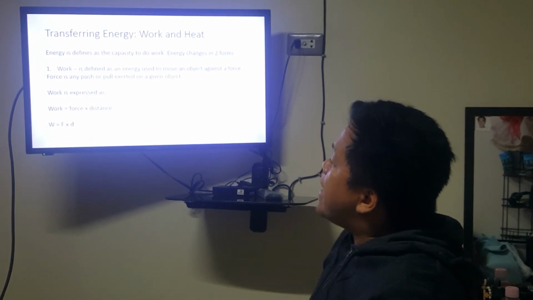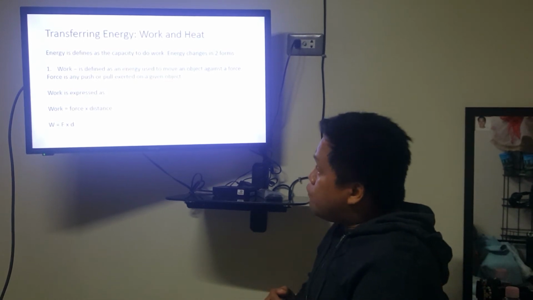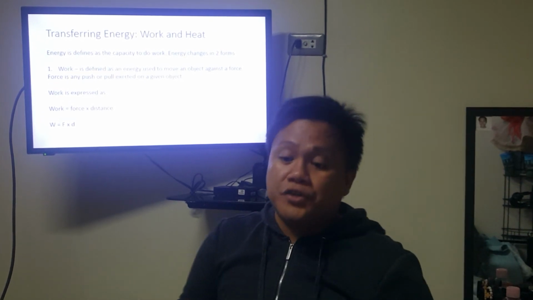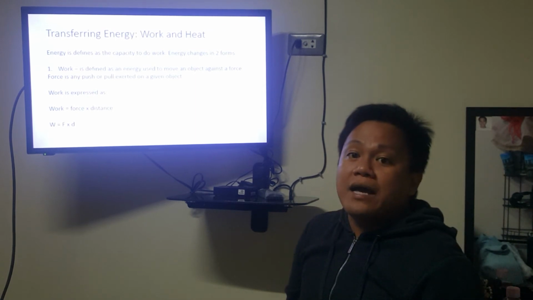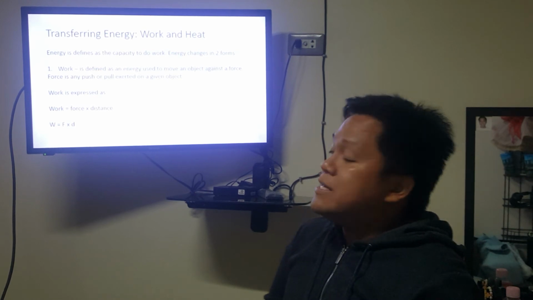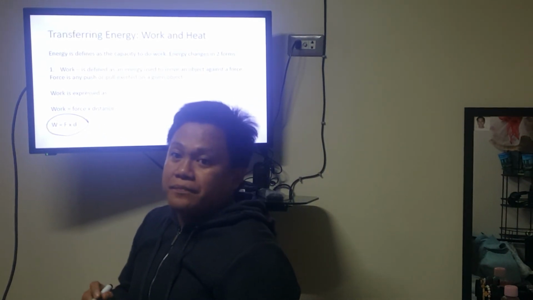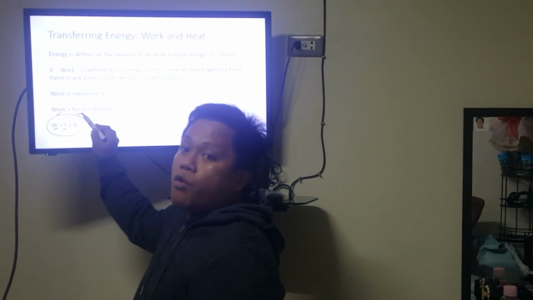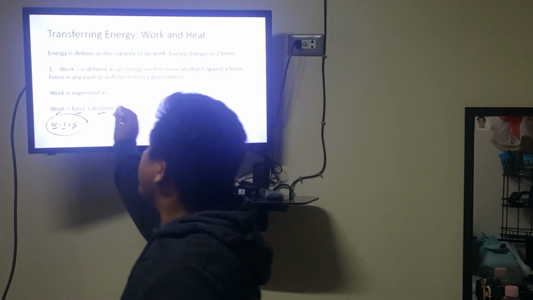Work is defined as energy used to move an object against a force. So what is a force? Force is any push or pull exerted on a given object. Work is expressed as work equals force times distance. So this is the formula. W stands for work, F stands for force, and distance is the letter D. Okay?